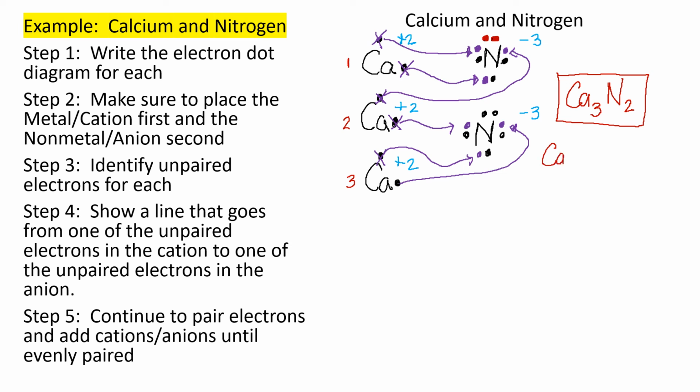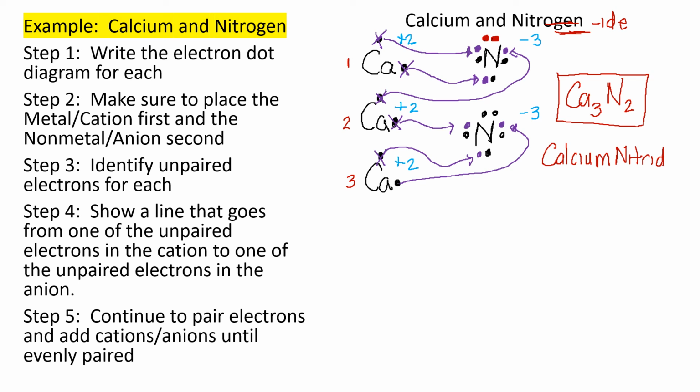Okay, we call it calcium nitride because it's like when someone gets married, their last name changes. So nitrogen, we take away that ending and we make it an IDE. Okay, so it becomes calcium nitride.